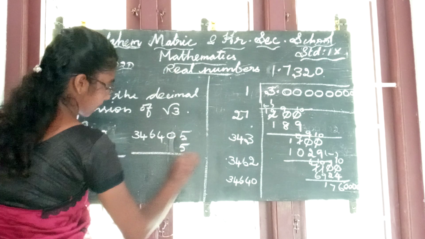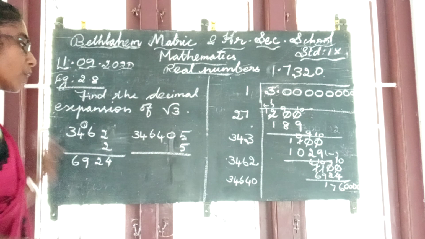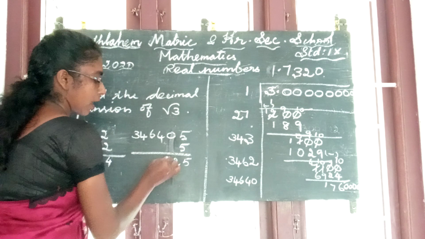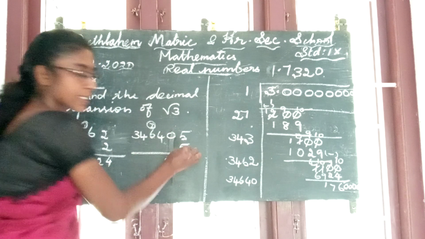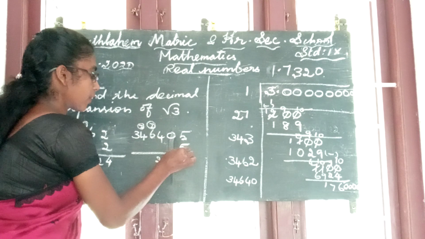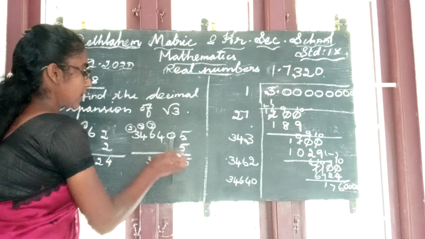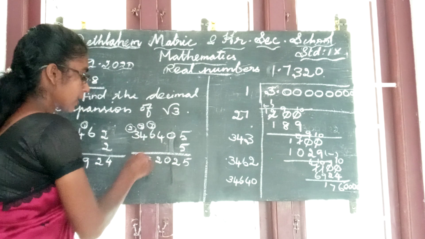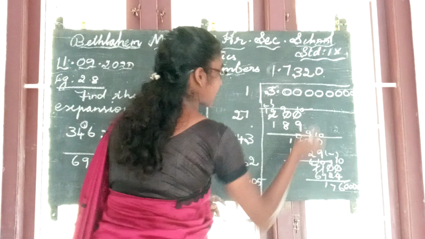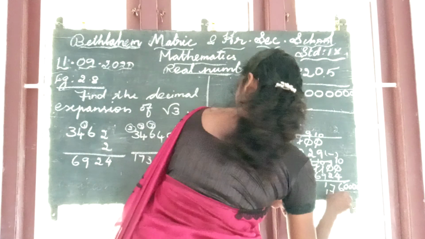5 3s are 15. Okay, nearly 5 only will be got. 5 3s are 15. 5 5s are 25. 5 4s are 20, 2 balance. 5 6s are 30. 30 plus 2 is 32. 3 balance. 5 4s are 20 plus 3 is 23. 5 3s are 15. 15 plus 2 is 17. Okay, nearly that number we got it. So here 5 times. Here also 5 times. We are getting 17,000.